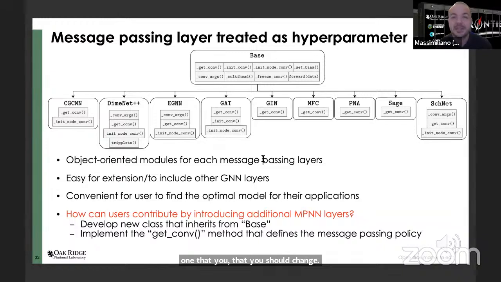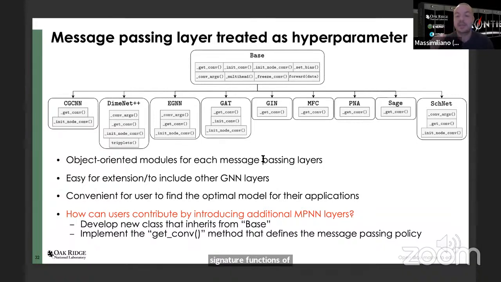Maybe for maintainability purposes, if you realize that the getconv implementation that you're coming up with is very, very long, usually people recommend that you modularize the method into submodules that are called as auxiliary functions. And if you're interested and if you want to collaborate, we can definitely help you with that. But the only restriction is that you need to respect the existing function signatures of HydrogenNN.